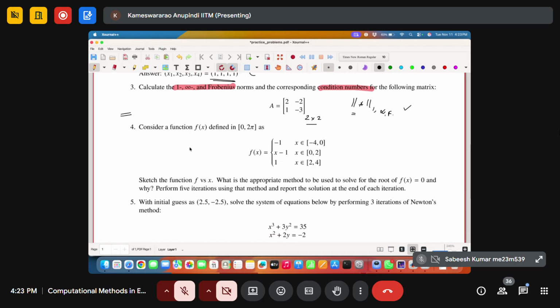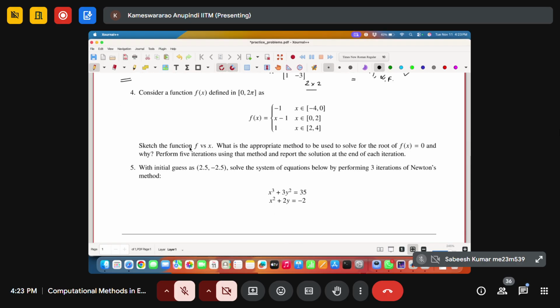Then I put in a couple more problems from the solution to systems of nonlinear equations, in which f of x is defined in the range of -4 to 4, with this kind of arrangement: from -4 to 0 it is -1, from 0 to 2 it is x - 1, and from 2 to 4 it is 1. So you can easily draw how this looks. The first problem is to sketch the function f versus x.